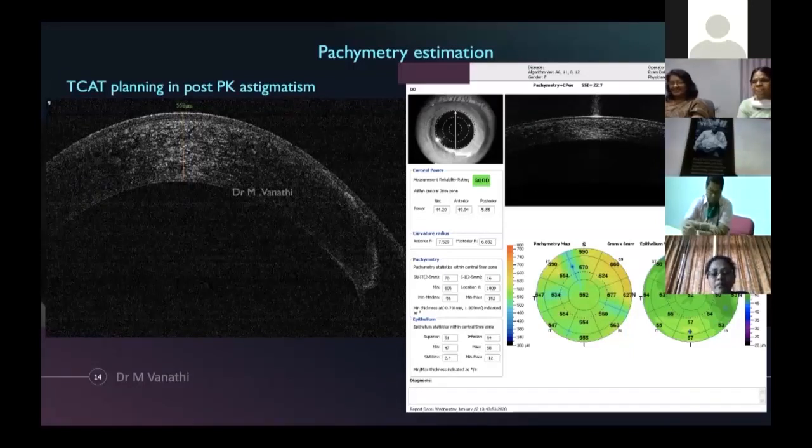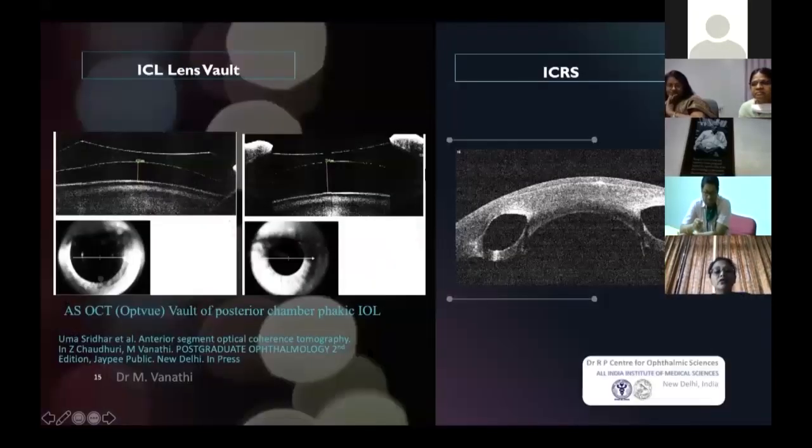ectasias here. Another area in refractive surgery where you look at pachymetry estimations, not just the corneal thickness in toto, but you also look at the epithelial thickness in these cases. And these are useful when you're planning neutral TCATs, that is topo-guided custom ablation treatments, especially when you're taking them on for post-PK astigmatisms. These ASOCTs really help you to decide on the amount of epithelial thickness which needs to be ablated before you take them for the neutral TCAT treatment here.